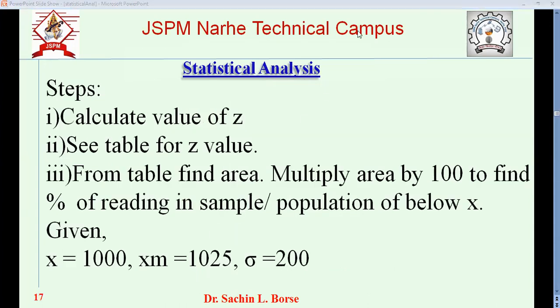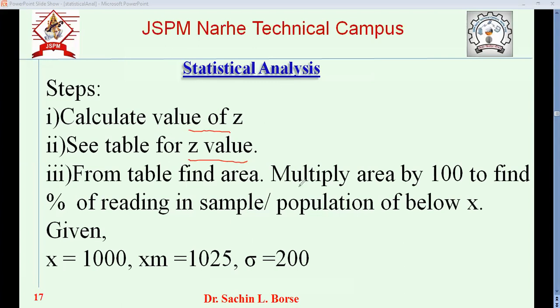So the first step is to calculate the value of Z, and then we go to the table. It may be plus Z or minus Z, so accordingly we have to see the table. This table I have already given you. Once we find the value from the table, it will be a fraction. You need to multiply by 100 so that you will get it as a percentage.